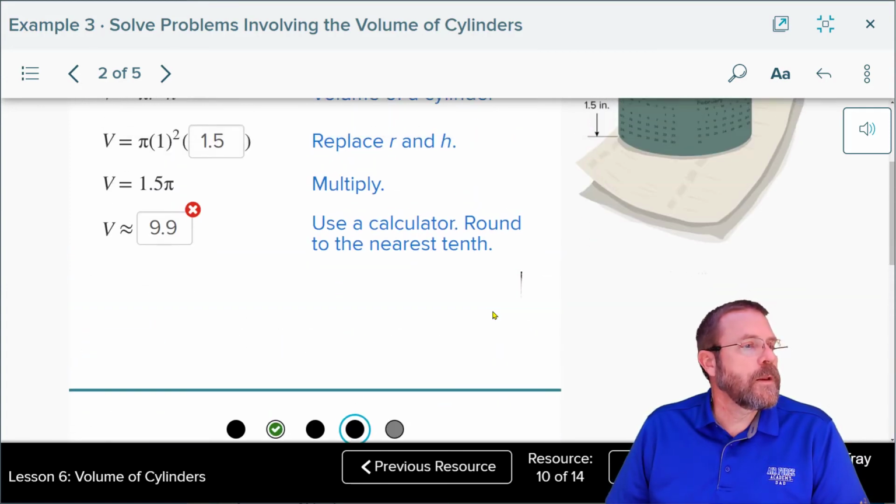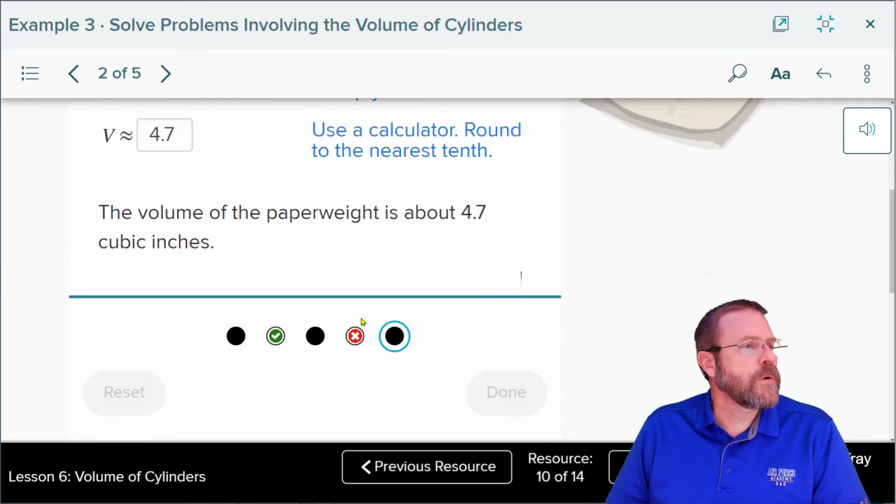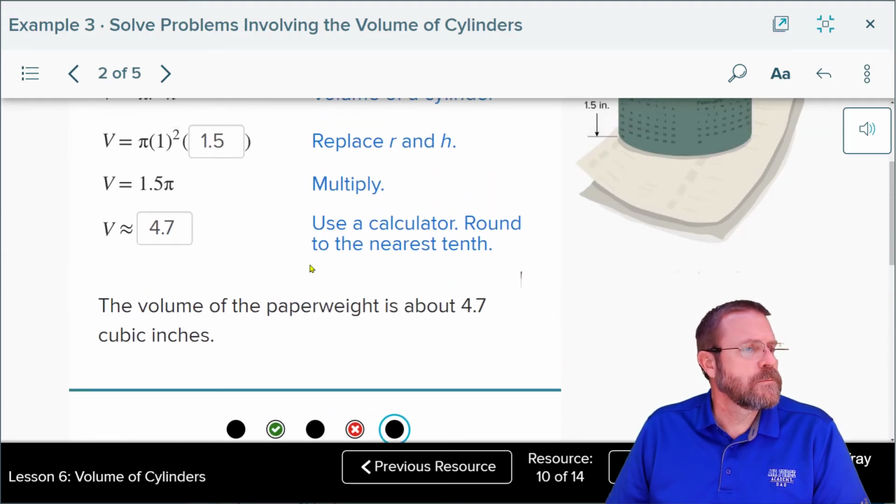And check it, and it said wrong. Let's see what they wanted us to put there. They wanted us to put 4.7. Why is that?